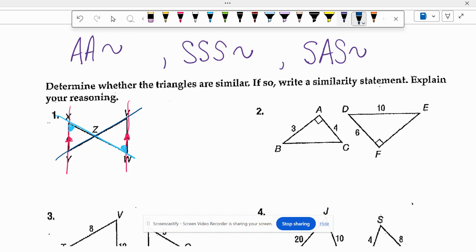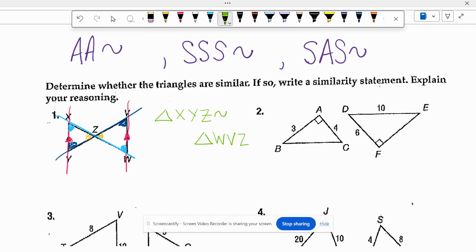But what if this is the transversal? Well, that means that these 2 angles are congruent. They lie in between the parallel lines and on opposite sides of the transversal. But we also have this thing called vertical angles. And I know that these are congruent to each other by vertical angles. So I know that triangle XYZ is similar to triangle WVZ.